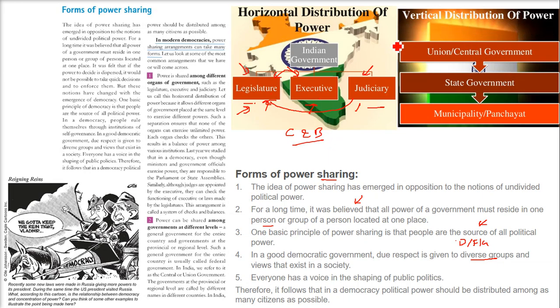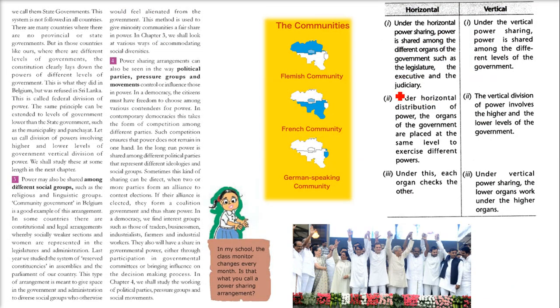The second one is the vertical distribution of power. Let us take the example of India. We have a central government for the whole country. Then we have a state government for each state. Below that, one more level, we have municipalities and panchayats. So this is the ward level, this is the state level, and this is the central level. All these have different powers. Though the power reduces as we go from top to bottom, every government has its own power.